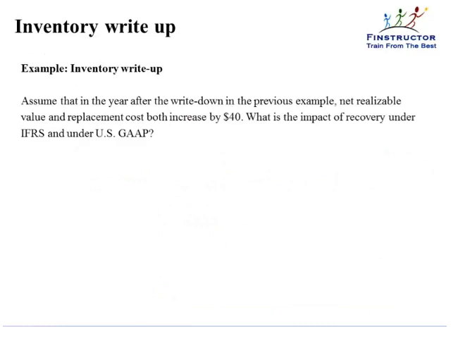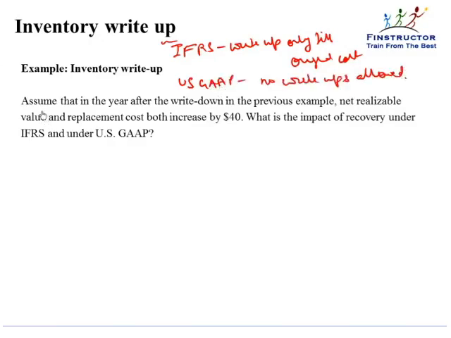So what if the value of the inventory goes up in subsequent years? Please remember that under IFRS, you can write the value back up only till original cost, not more than that. And in US GAAP, there are no write-ups allowed. So let's see. Assume that in the year after the write-down in the previous example, net realizable value and replacement cost both increased by $40. So net realizable value went up from 470 to $510 and the replacement cost went up to $500 from $450.